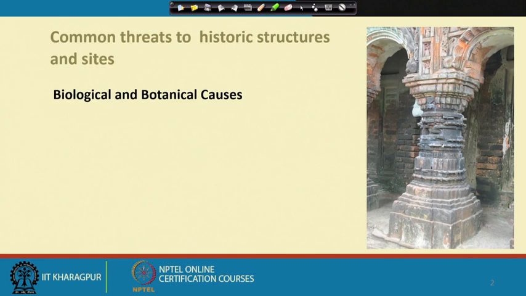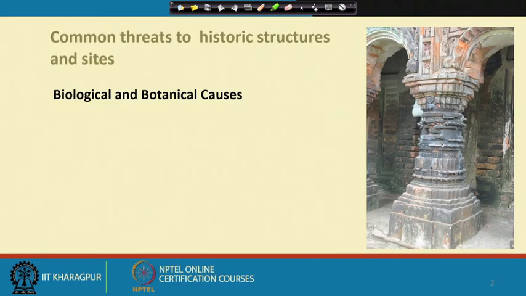We are continuing with the causes of decay of cultural property. In our last lecture, we talked about the natural causes, and today we will continue with that, but with some other aspects. This is biological and botanical causes. If you can see this beautiful structure, a small temple near Bishnupur in West Bengal.